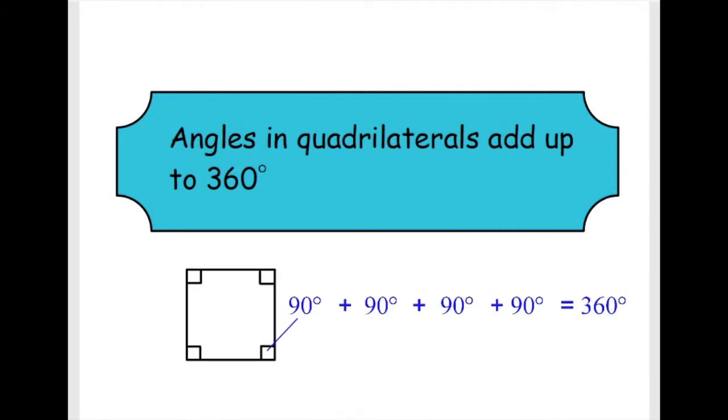If you imagine a square, we know it's made up of four 90-degree angles, four right angles. So 90 add 90 add 90 add 90 equals 360, or 4 times 90 is 360, which is why angles in any four-sided shape add up to 360 degrees.